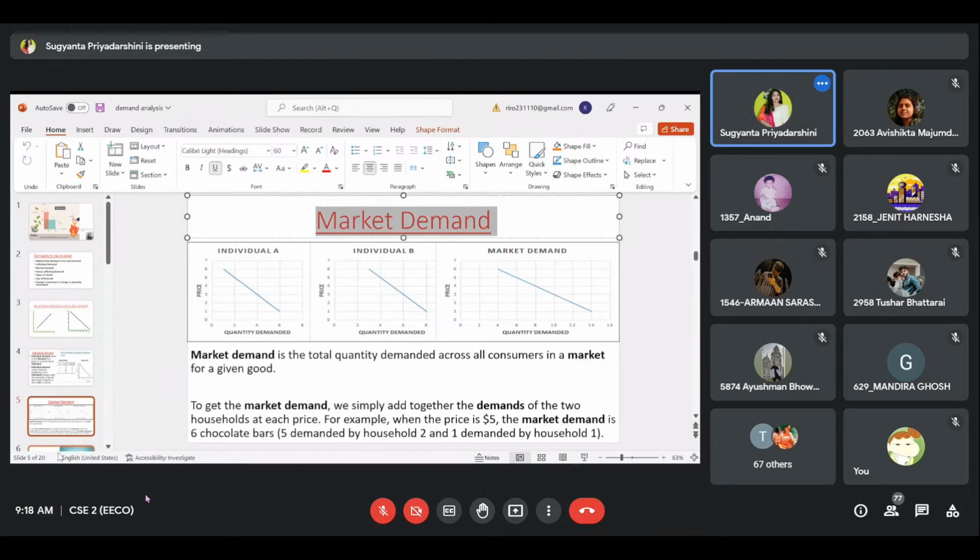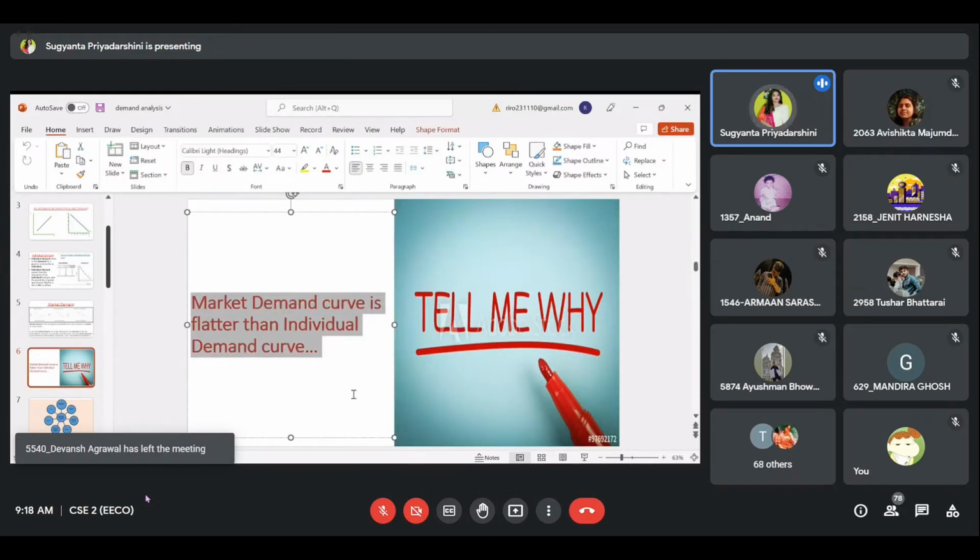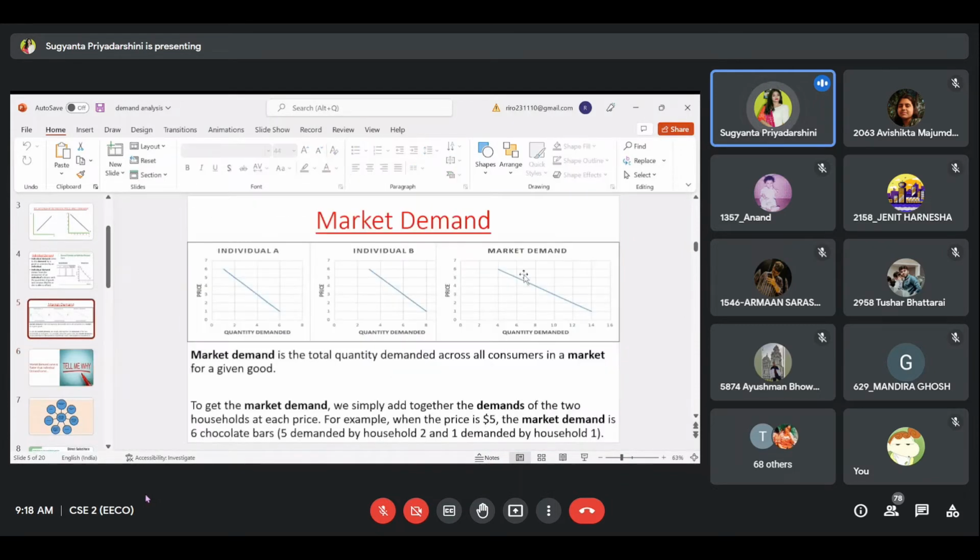Now, if you have understood this individual demand and market demand, can you answer me this question? Why is this market demand curve flatter than the individual demand curve? You can see this in the graph itself. Your market demand curve is flatter, whereas your individual demand curve is steeper. So what can be the possible reason behind it?